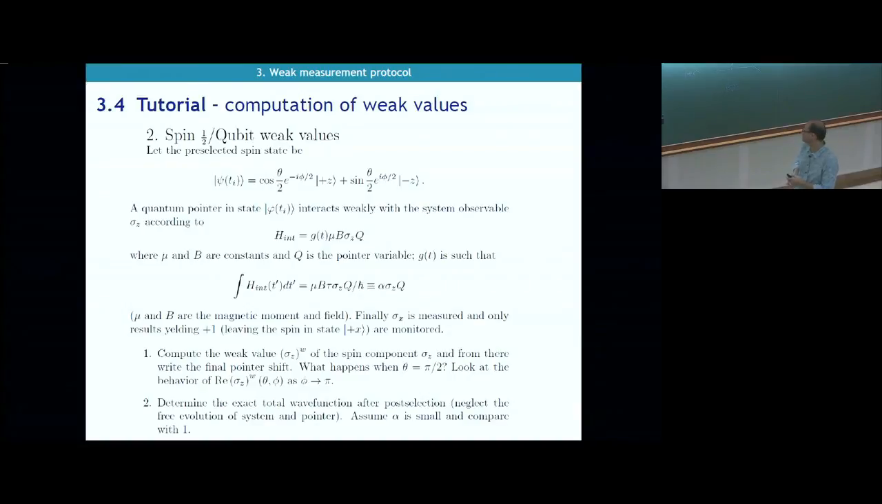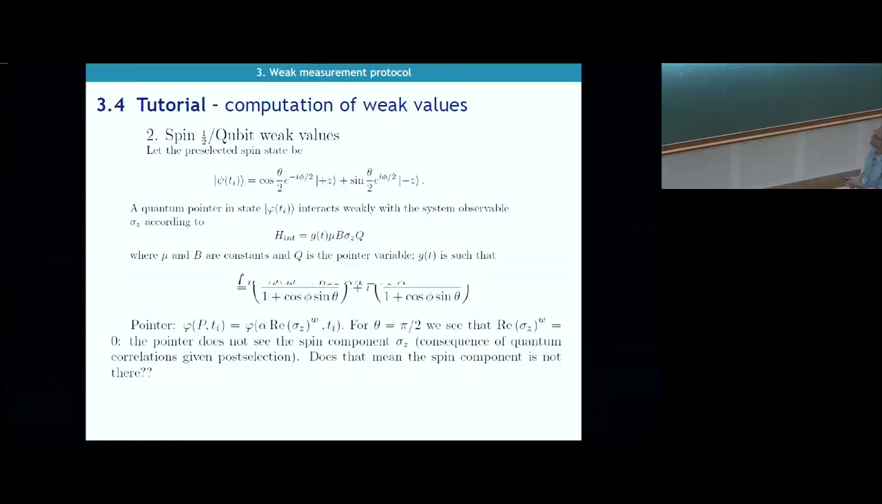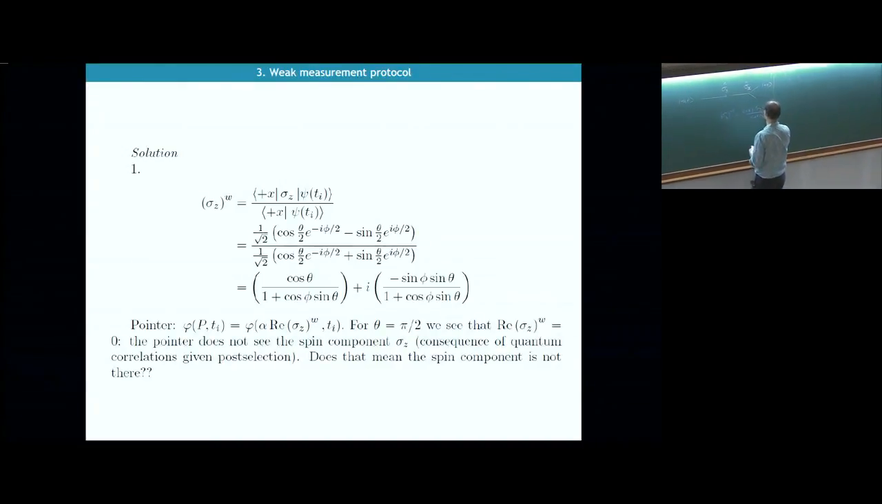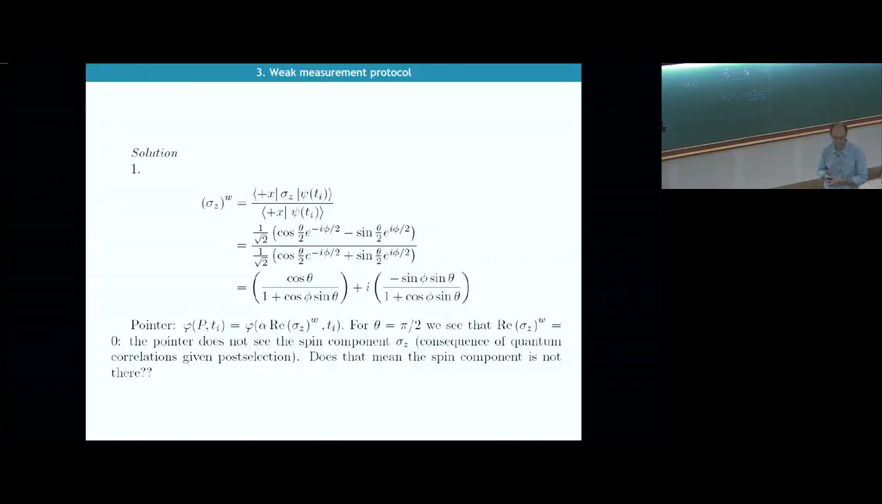So the problem of a spin interacting with a pointer and then strongly measured. So let's look at the solution. So basically, just write the definition. You just compute the weak value. This is quite straightforward.